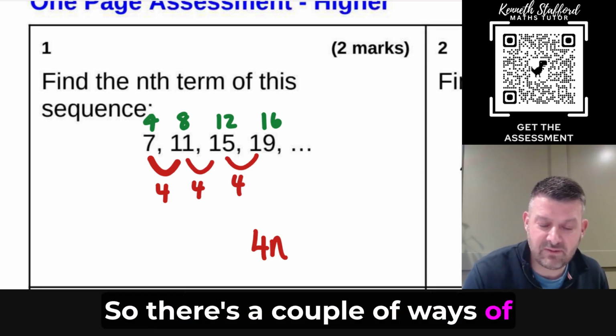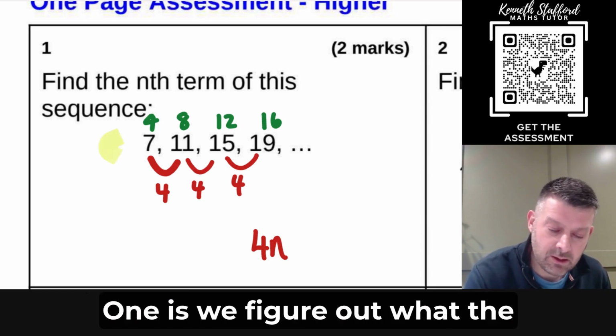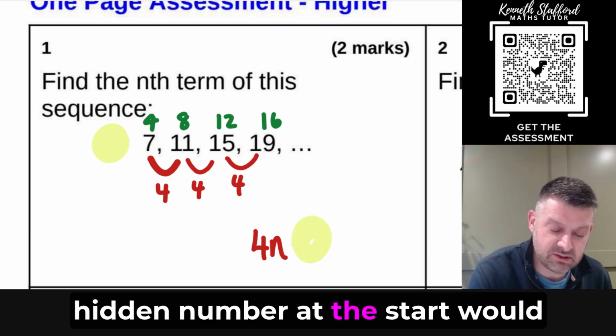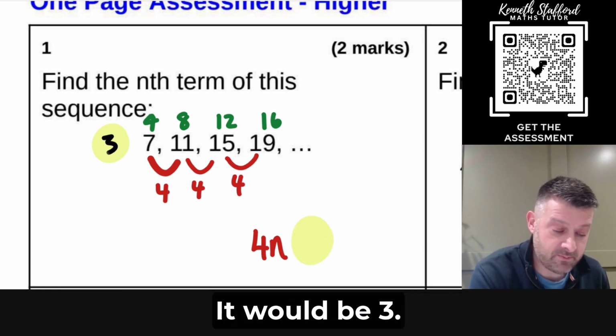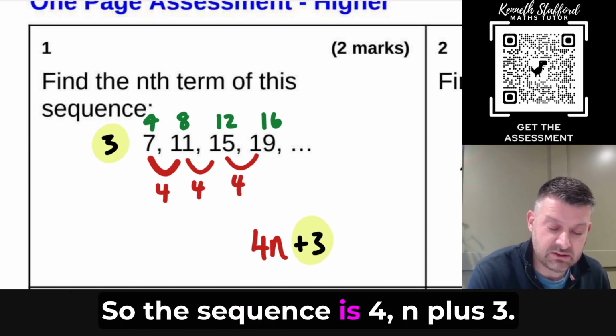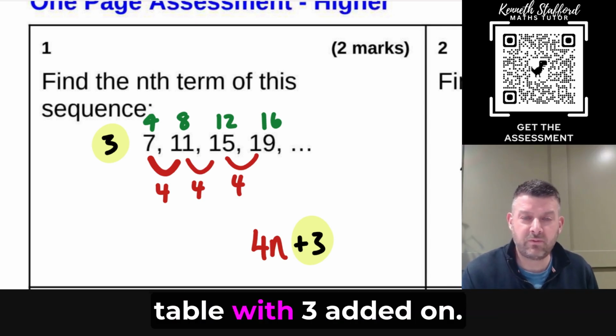So there's a couple of ways of figuring out how we adjust this. One is we figure out what the hidden number at the start would be. That's what goes here. It would be 3. So the sequence is 4n plus 3. So that means the 4 times table with 3 added on.